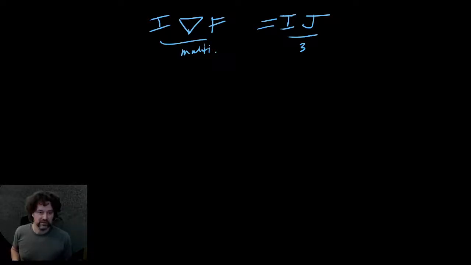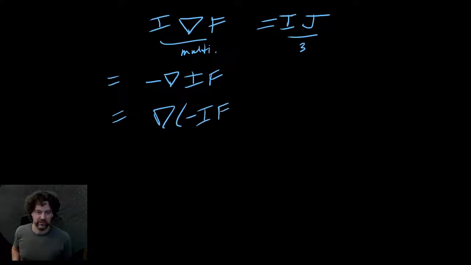So we can rewrite this. Remember that the STA pseudoscalar anti-commutes with vectors, and that's a consequence of it having 4 terms. For each element in the pseudoscalar that you try to commute with, you get a sign change. You end up with an odd number of sign changes, 3. So we can rewrite this as minus grad IF, or grad times minus IF.